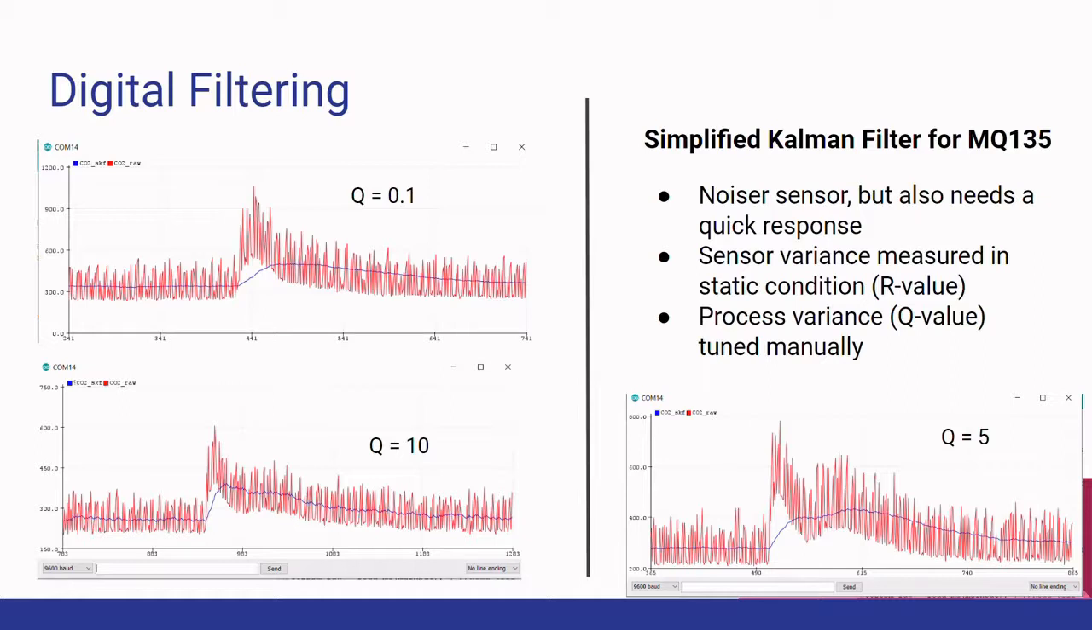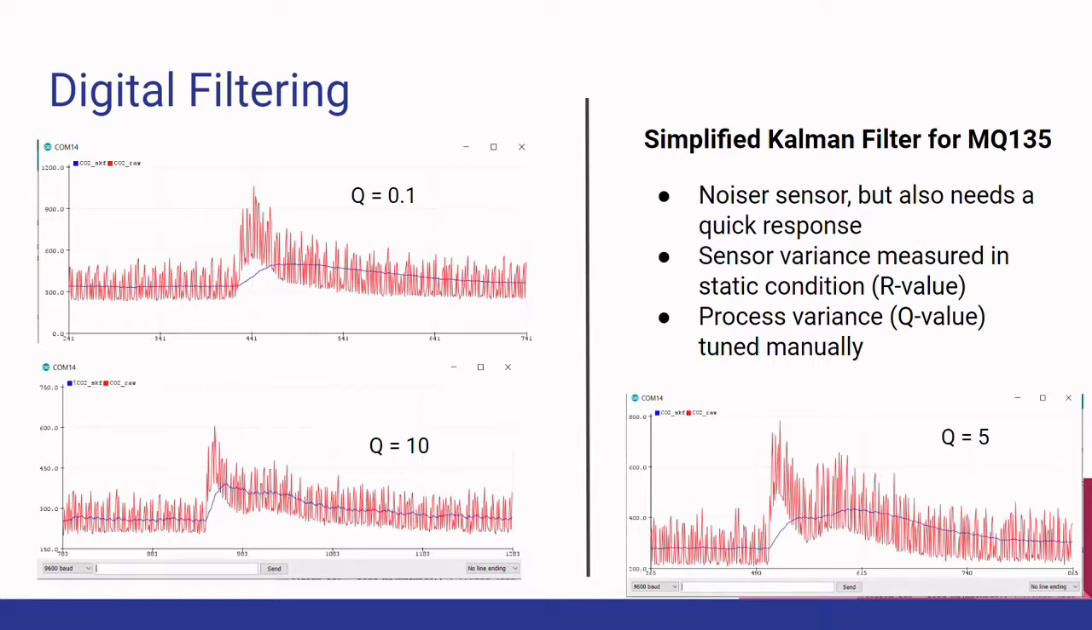One is the sensor variance and the other is the process variance, denoted as R and Q. For the sensor variance, we left the gas sensor in a static, ambient condition and took the raw data reading, which you can see as the red line in those graphs. We computed the variance of the recorded signal, which is approximately 2400 ppm squared. We use that value for the filter.